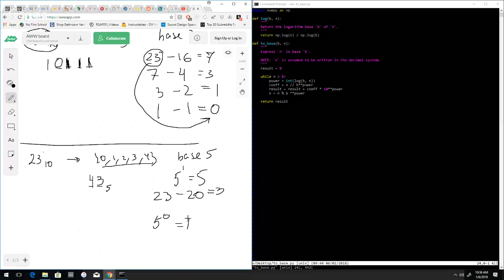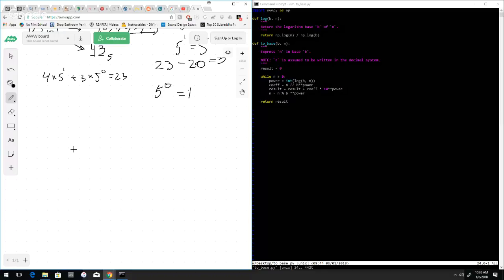So what does this say? This says that the number 23 in the decimal system, the regular 23 that we've looked at, is the number 43 in base 5. And we can check, just like before. How do we check? We take each digit, multiply by the base to the power. So 4 times 5 to the first power plus 3 times 5 to the 0th power. And you can see, of course, that this is 23. Let's do this one more time, and then we'll look at the code.